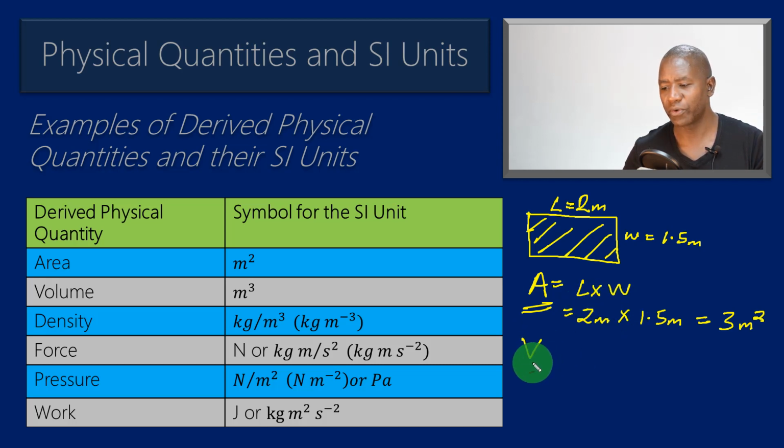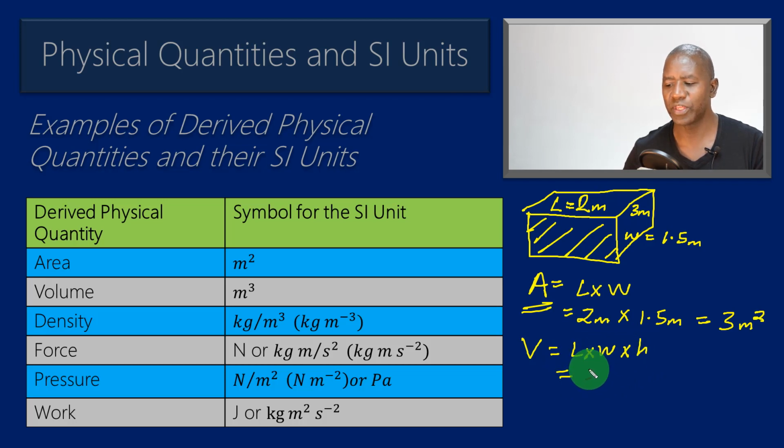Let's look at the volume. Suppose this shape was a cuboid and it looked like this. This is the length, width. Let's assume the height was, let's say, 3 meters. So the volume of that shape will be the length times width times height. Of course, length times width gives us area, and of course, times the height.